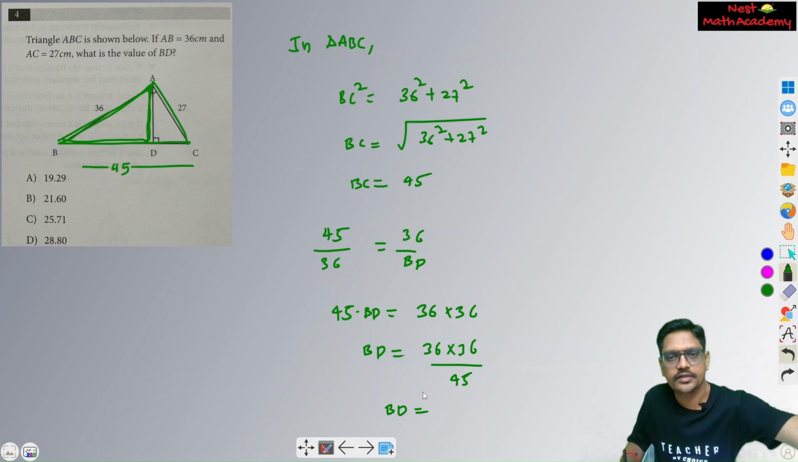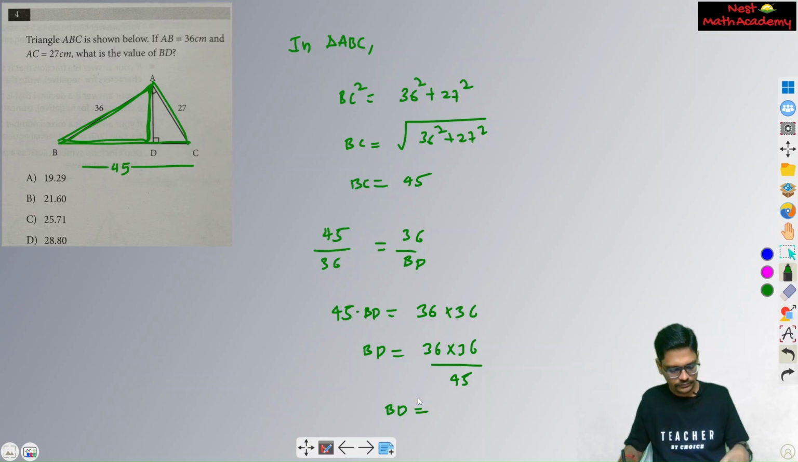If we calculate that, we're getting 28.8 or 80 rather, you can write 8 or 80, doesn't matter. So centimeters. So which is the option D.